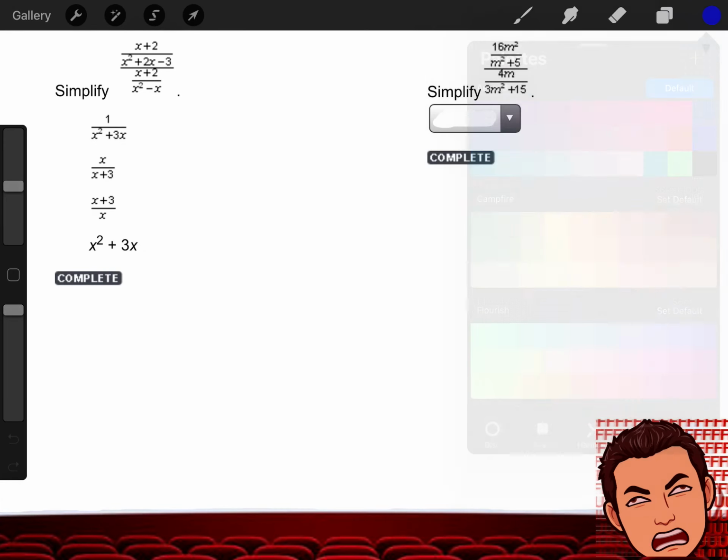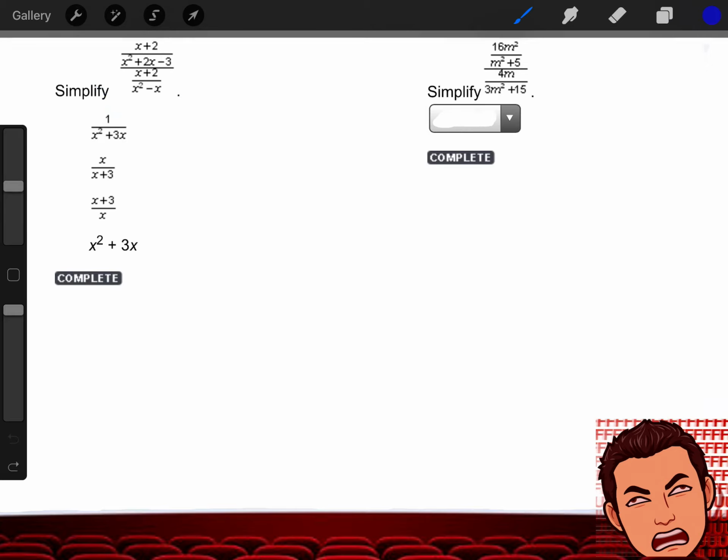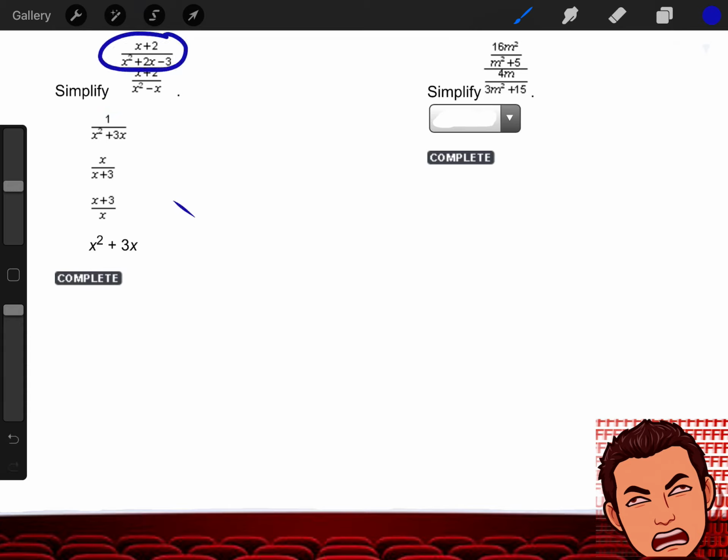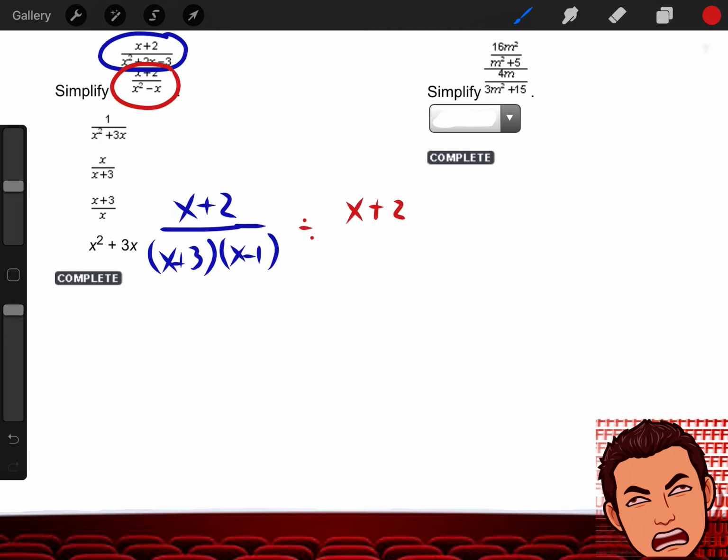All right, so let's look at the last one. So you have to simplify this. That looks super crazy. Okay, so I'm going to have you break it down. So look at the numerator. So that's going to be x plus 2 over, now I'm going to factor that. Okay, so that's going to be x plus 3 times x minus 1. Okay, so you know that the numerator is divided by the bottom term. So it's going to be divided by x plus 2 over x squared minus x.